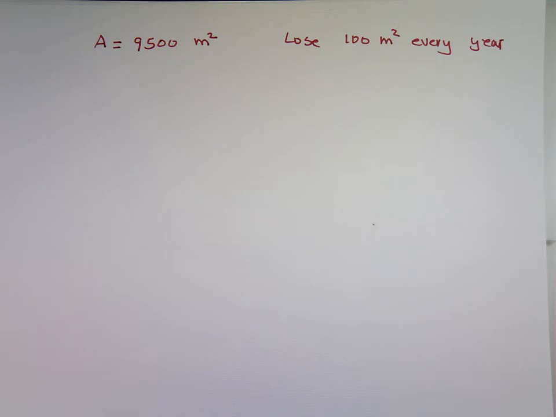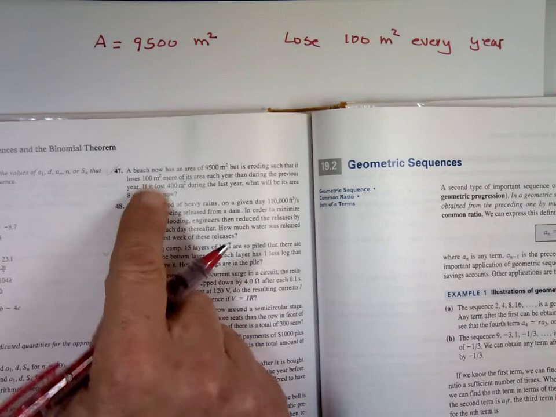Here we go. It says if it lost 400 square meters during the last year. So we don't need the 100 thing. I don't know, we just need the 400. Yeah, so that's confusing. I'm assuming that's combined. Last year, though. Because it says 100 more of its area each year. There's the question, actually, here. But then it tells us 400. I don't know.